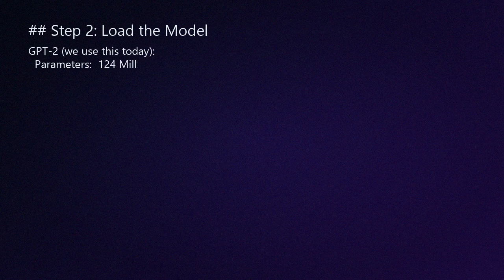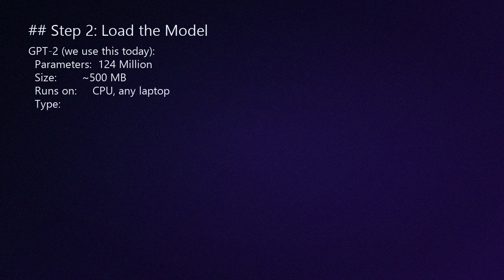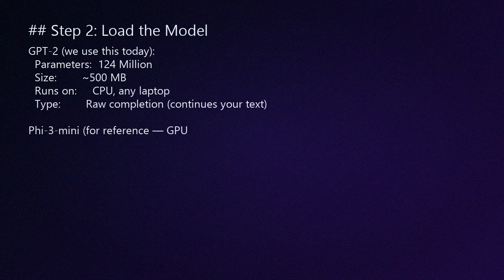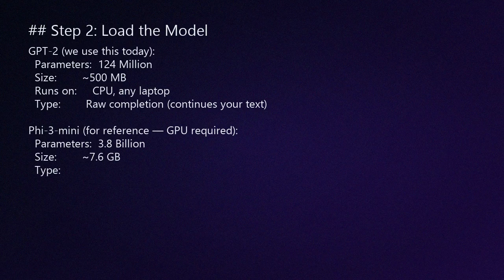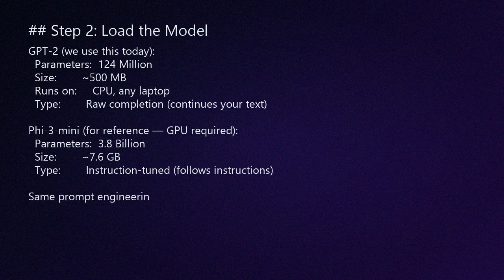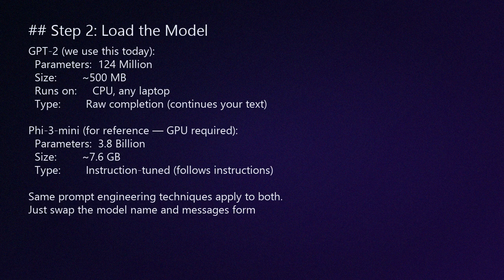Throughout this chapter we will use GPT-2 as our working model. GPT-2 runs on any CPU without a GPU, which means every example in this notebook works on any laptop. The prompt engineering techniques we are about to cover: structured prompts, in-context learning, chain prompting, chain of thought, all work identically with larger models like Phi-3 or GPT-4. You would simply swap the model name and the output quality improves, but the code pattern stays exactly the same.